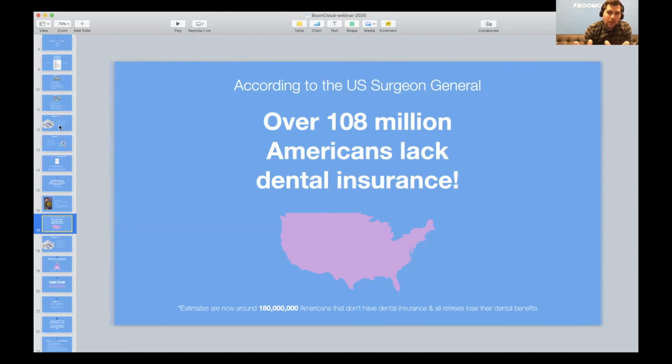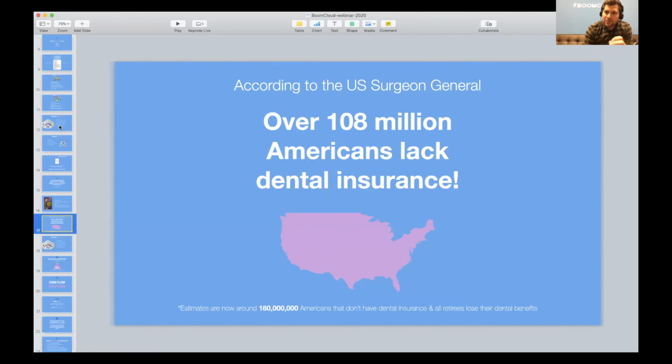So according to the U.S. Surgeon General, over 108 million Americans lacked dental insurance in 2012. That's a lot of people. It's now estimated that around 180 million Americans don't have dental insurance, and I believe that number will continue to rise, especially with the unemployment of this year. So a lot of opportunities for practices.